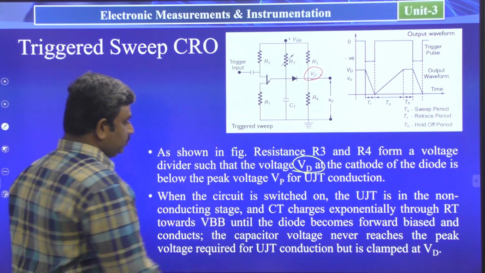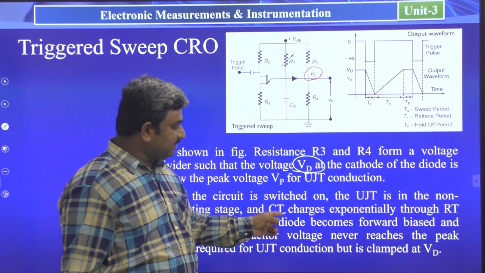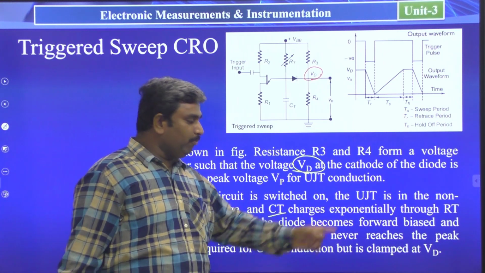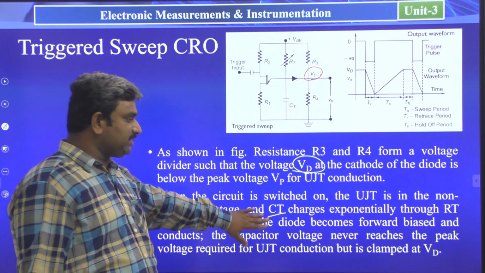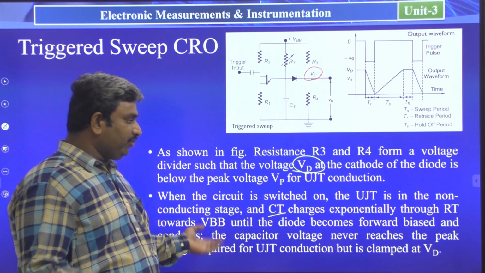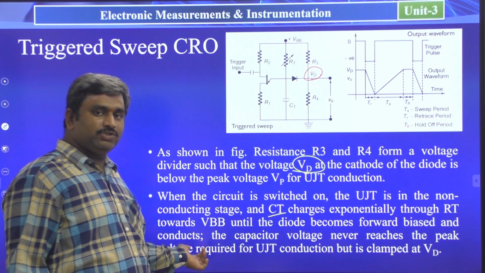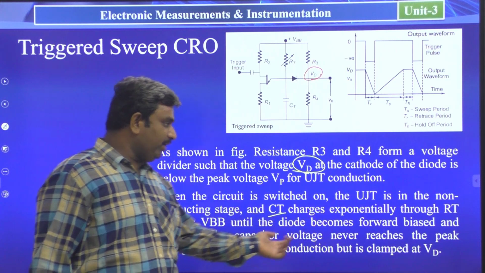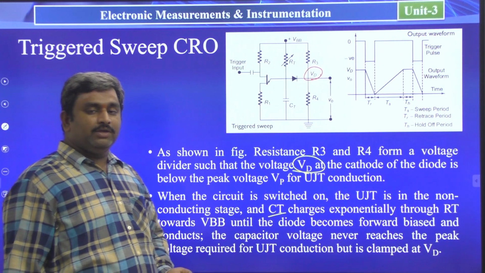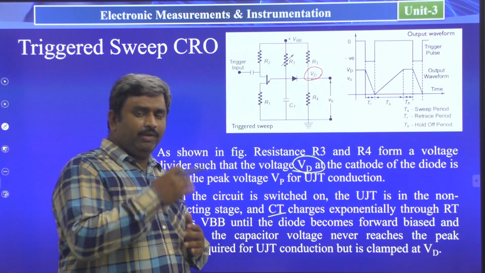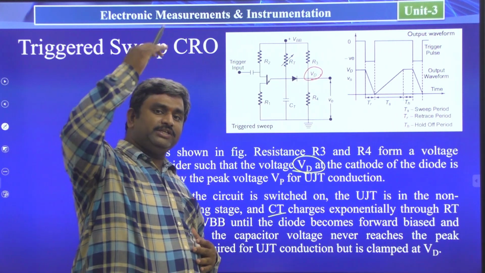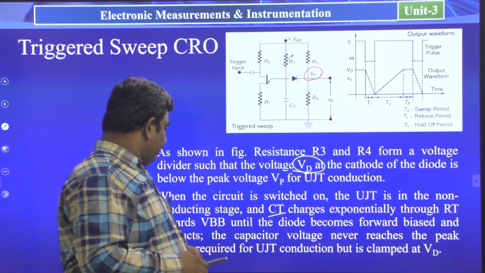And the CT, the timing capacitor, charges exponentially through RT towards VBB until the diode becomes forward biased. What we discussed in the previous class for the sweep CRO is the same, and it will conduct. After getting the maximum voltage, the UJT is going to be conducted. The capacitor voltage never reaches the peak voltage required for UJT conduction, but it is clamped at VD. So actually it is going to be a full charging situation for the timing capacitor, but it will reach the maximum VP value, but it will not conduct.